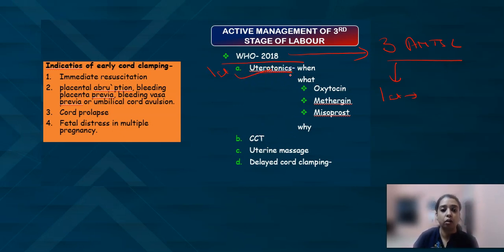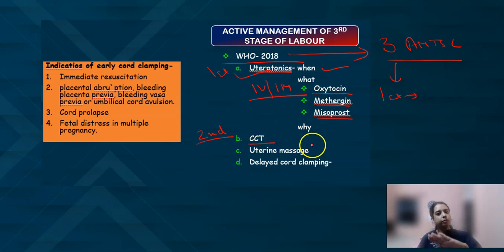Uterotonic has to be given within a few minutes of delivery of the baby, and the first choice is oxytocin, either IV or IM. Both can be given in active management according to WHO. If oxytocin is not there, go for methergine or misoprostol. Okay. The next step, the second most important step, is controlled cord traction.